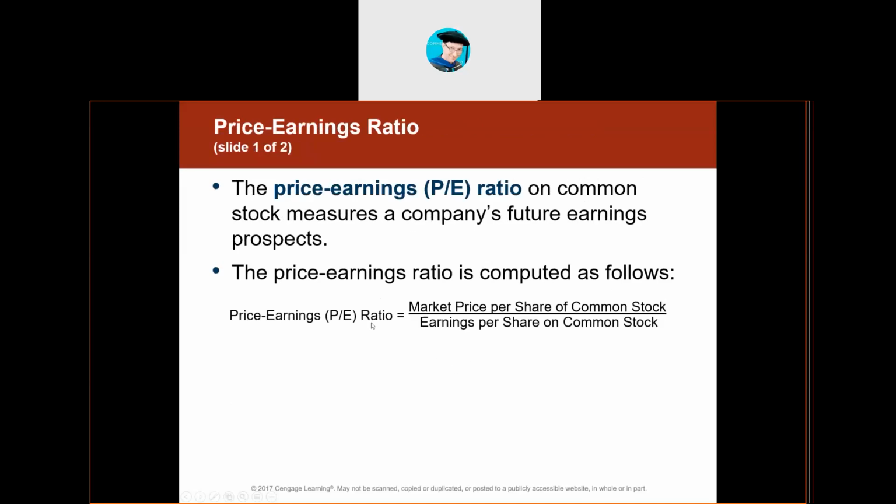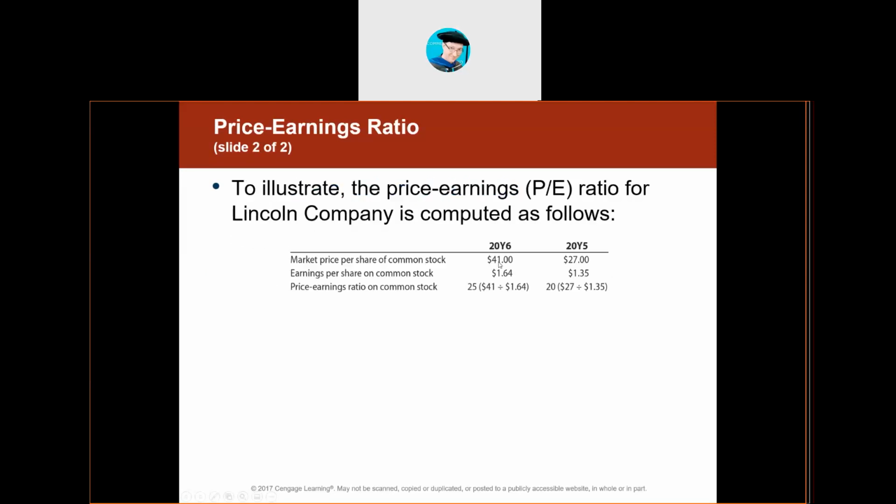Almost done. We have the price earnings ratio. The price earnings ratio on common stock measures the company's ability for future earnings. To figure this one out, we take the market price per share of common stock and divide that by the earnings per share of common stock. Market price divided by earnings per share of common stock gives us the price earnings ratio.